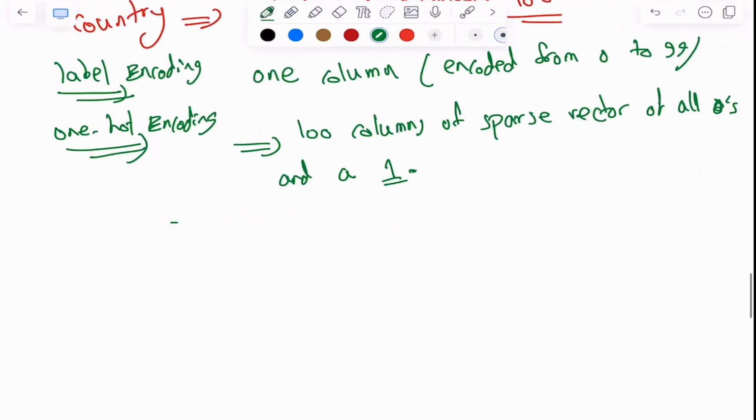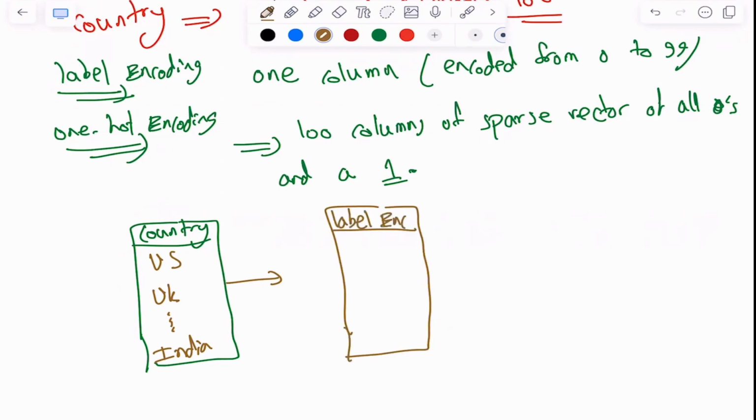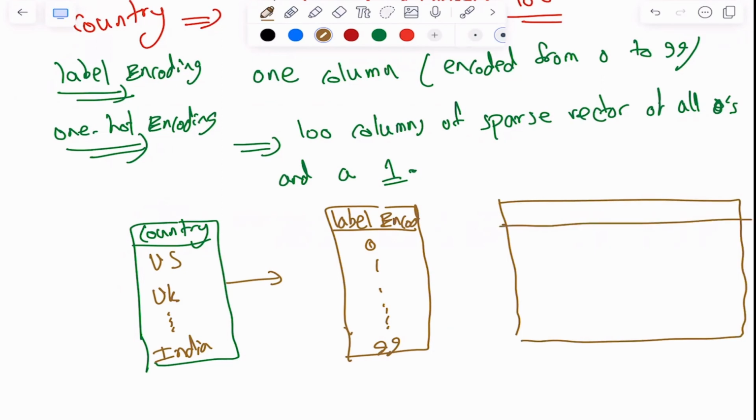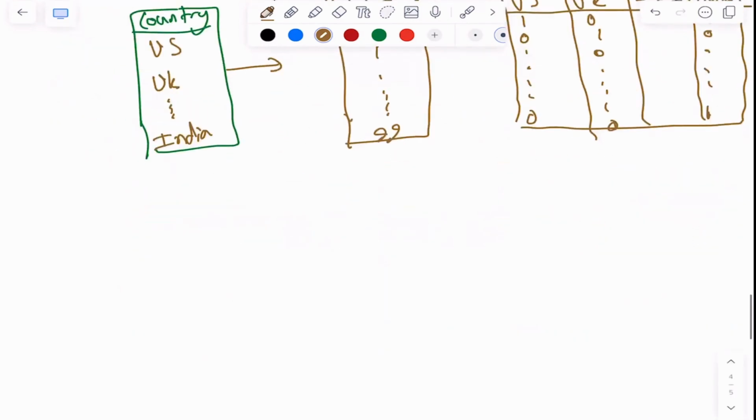So if you want to see an example of that, this is the country column. So here you have US, UK, India, and then in the label encoding, you have 0, 1, all the way, let's say, to 99. In the one-hot encoding, you see the problem? You get US, you get UK, all the way to India. So you get 1, 0 all the way to 0. You get 0, 1 all the way to 0, and then you get 0, 0 all the way to 1. Okay? So now what are the pros and cons?